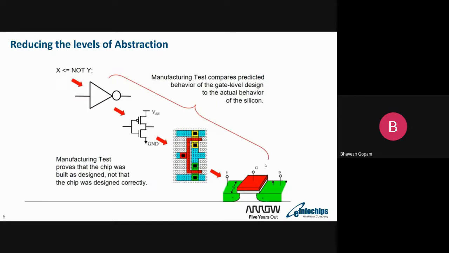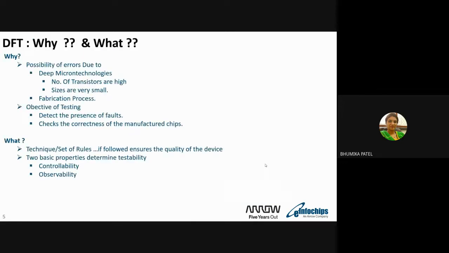Okay, this is what I'm trying to show. Sir, may I ask a question? Sure. Can you please elaborate on the difference between controllability and observability in detail? What is the difference between these two?